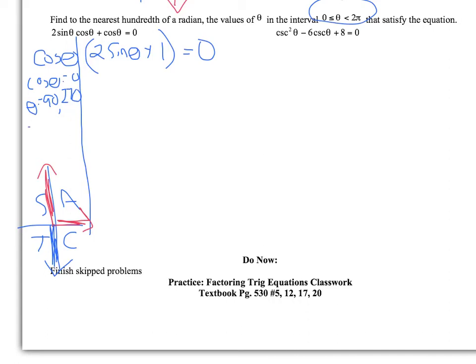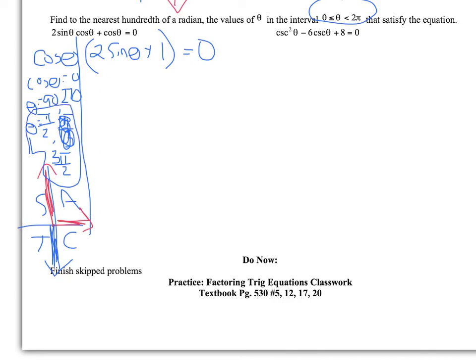So 90 degrees as a radian value, take 90 divided by 180. You get 1/2. Put a pi in the numerator, pi over 2. And then you take 270 divided by 180. Change it to a fraction, and put a pi in the numerator. You get 3 pi over 2. Sorry, that's a mess. 3 pi over 2. So those are your answers on the right-hand side.